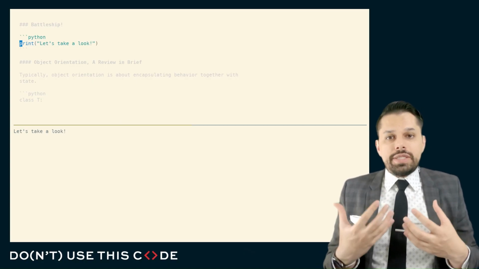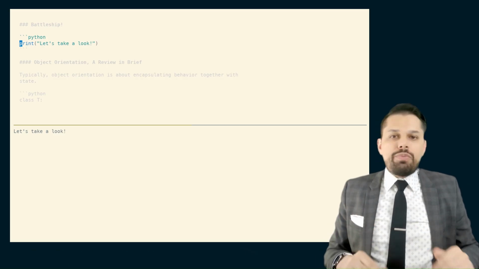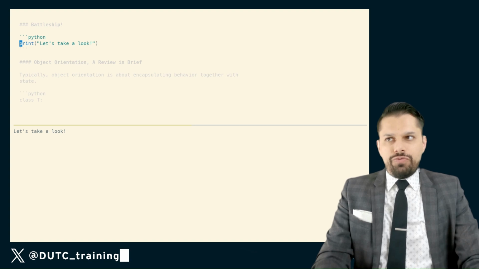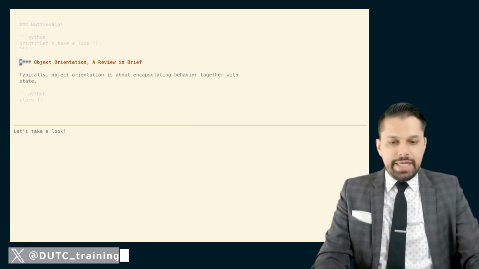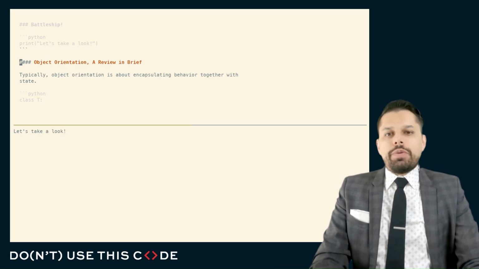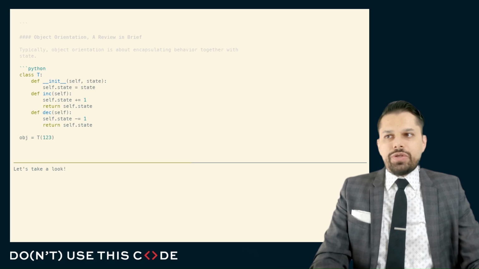One such feature is object orientation. But before we show you even the most naive approach for modeling the game of Battleship, let's give a very brief review of object orientation as it appears in Python. Because typically, when we talk about object orientation, we're often talking about encapsulating behavior together with state.